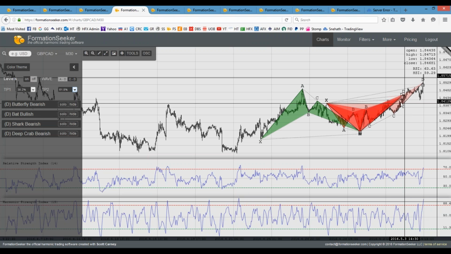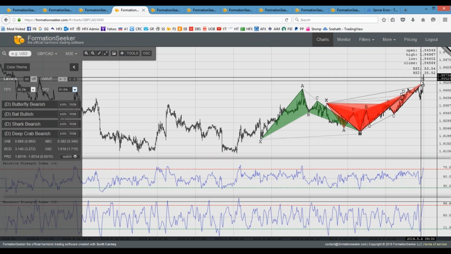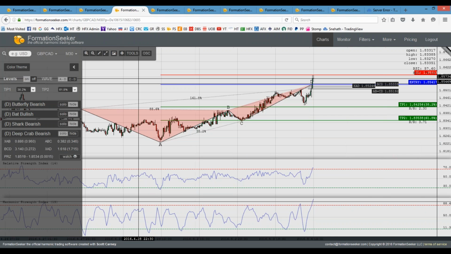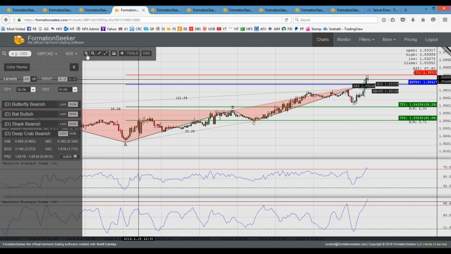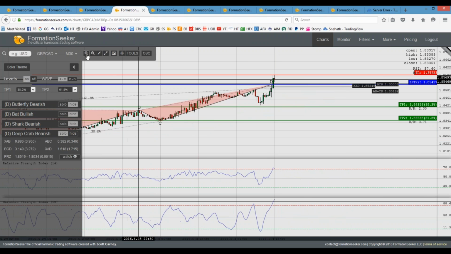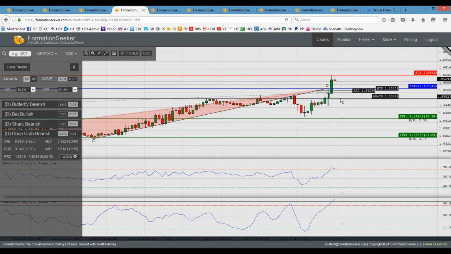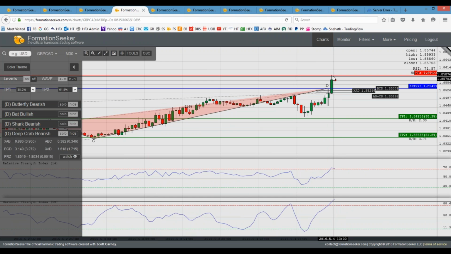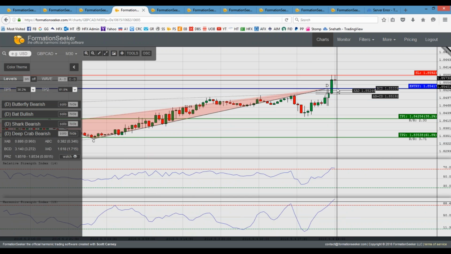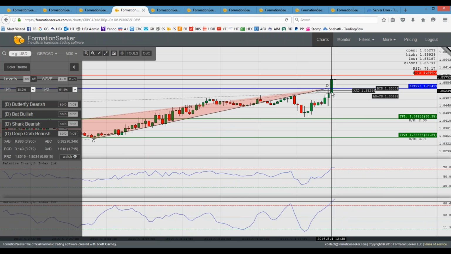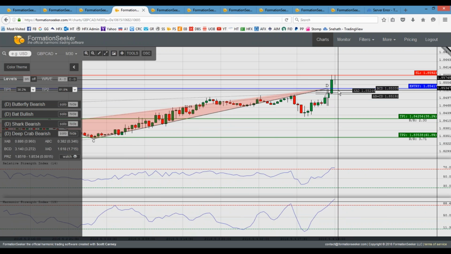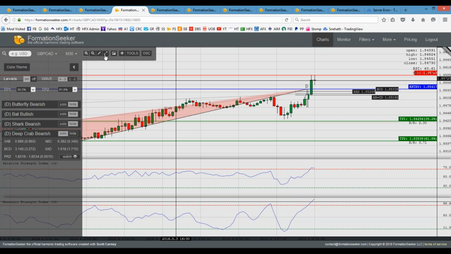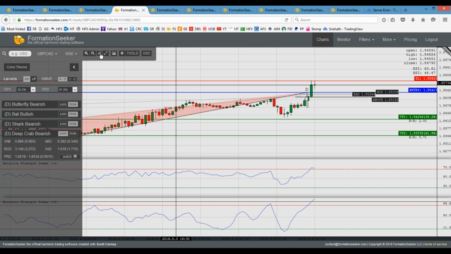Here we go. Okay, so it is a deep crab bearish, and you could see what happens here. This is your terminal bar. The next bar just completely crashes through. So I wasn't even interested in looking at this, because I saw this powerful move coming up, and you just ignore the pattern from that point of time.